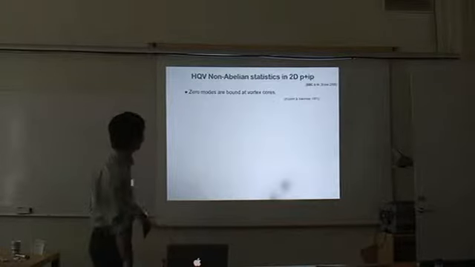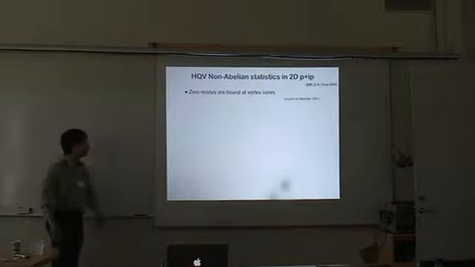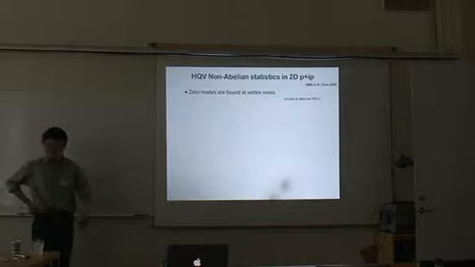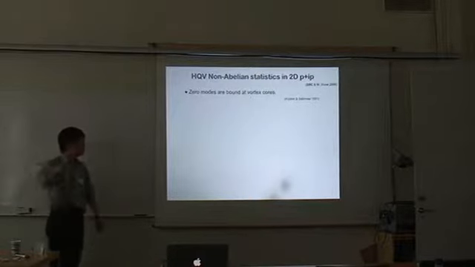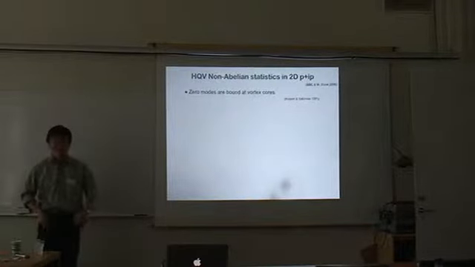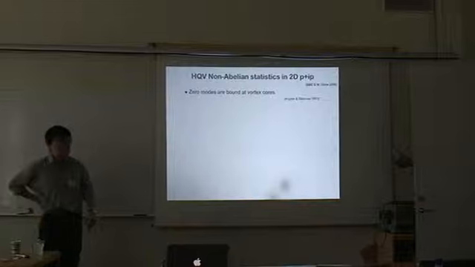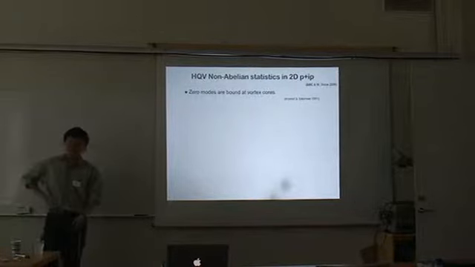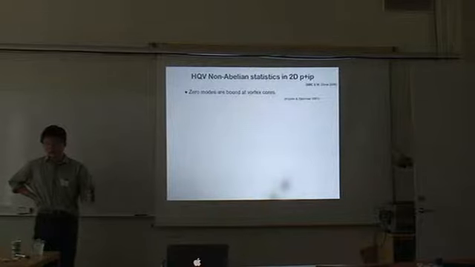Okay, now it comes to why this suddenly became an interesting topic. One thing that people have known at least since the early 90s, maybe further back than that, is that if you have a p plus ip superconductor in two dimensions and you have an axisymmetric vortex, then one of the fermionic states at the vortex core, a Majorana state, has zero energy.